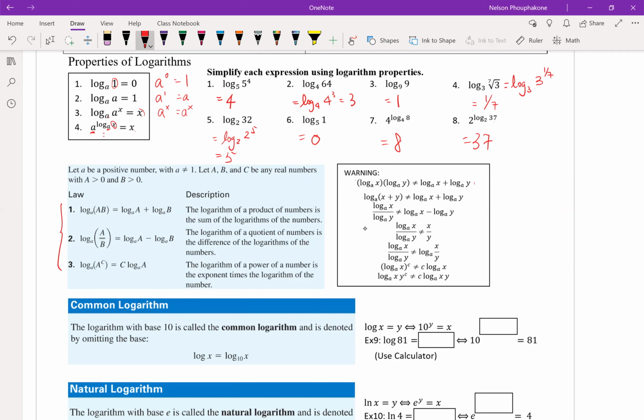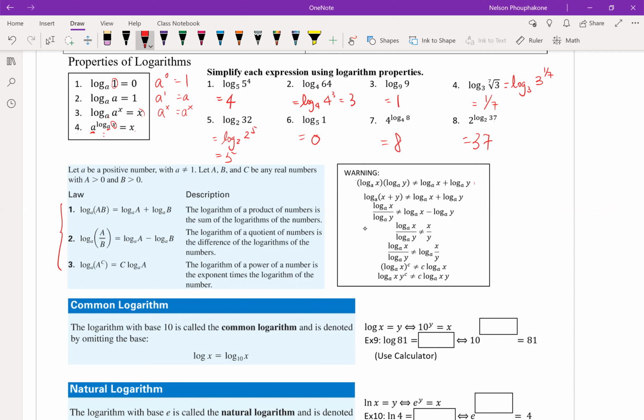So let us look at the 3 laws first. If we have log base a of a times b, then it is equal to log base a of a plus log base a of b. So if this is a multiplication, if this is a product right here, then we could separate this into the sum of 2 logs. If I have a quotient, a over b, then I will rewrite this into the difference of two logs.